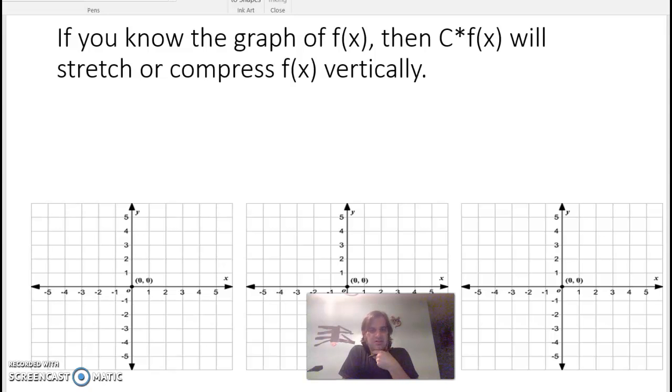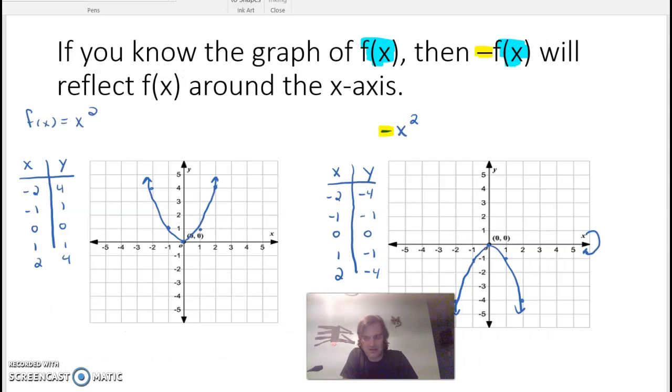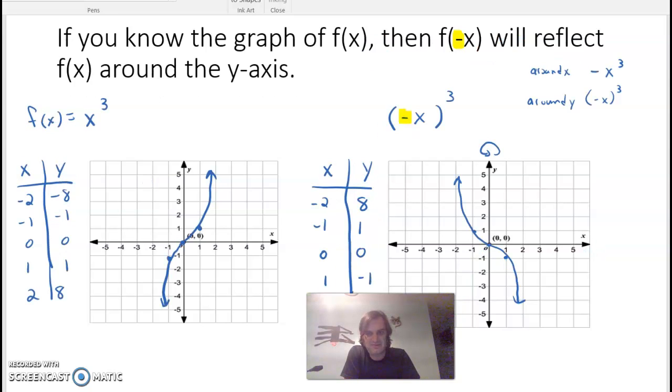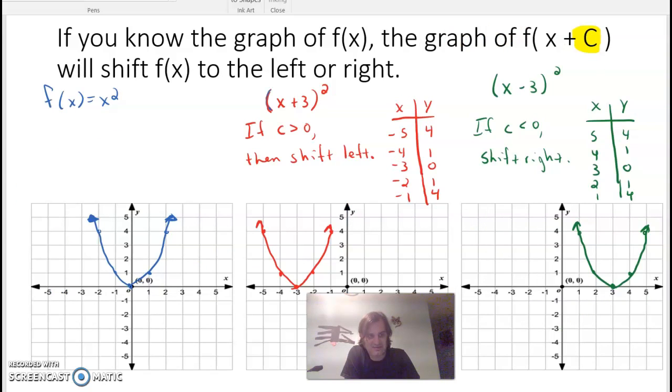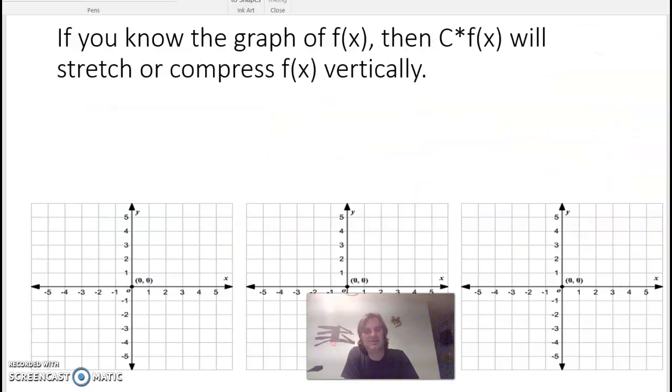Hey, it's Mr. Allred here, and we've been talking about the transformations of graphs, and we've gone through 4 of the things that are important. So, one, we talked about how we could reflect something across the x-axis, reflect something across the y-axis, move something up or down, move something left or right. So the last thing I want to go through is if we put a multiplier in front of the function.